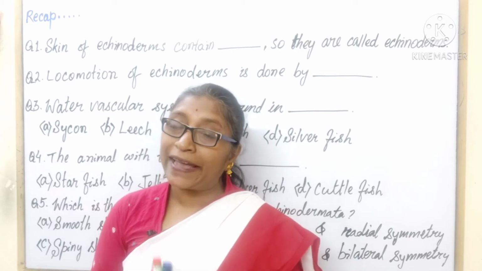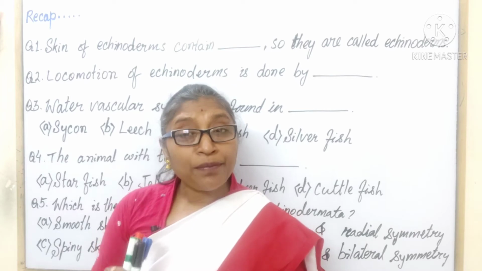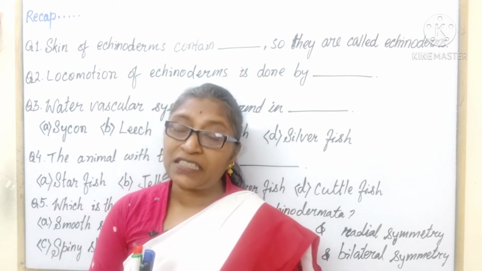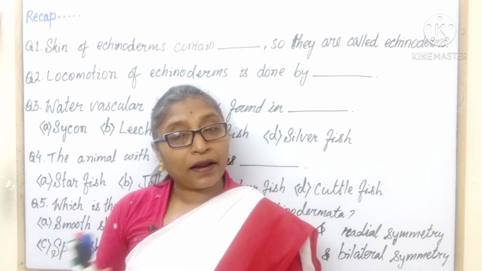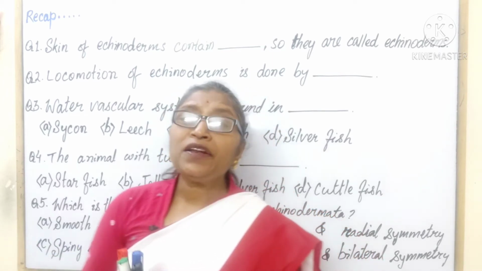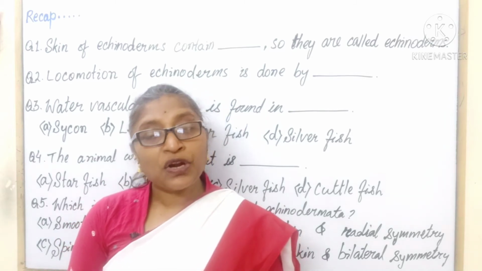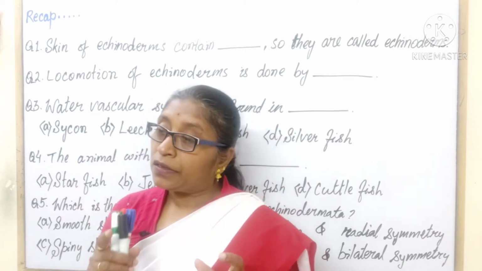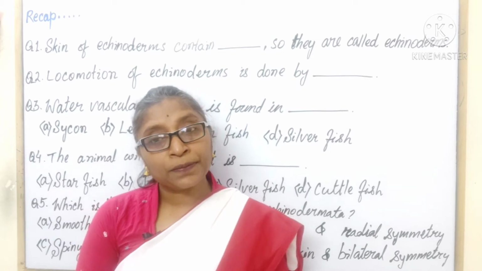The animals are exclusively marine. These animals are named echinoderms because of the presence of spiny skin. Echinus means spine and derma means skin, so spiny skinned animals. Echinoderms exhibit organ system level of organization, tube within tube body plan. Yes, these animals are deuterostomes. The blastopore becomes anus. Secondarily, mouth is formed.